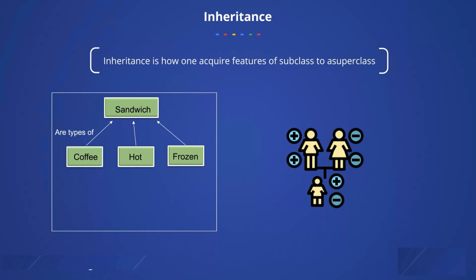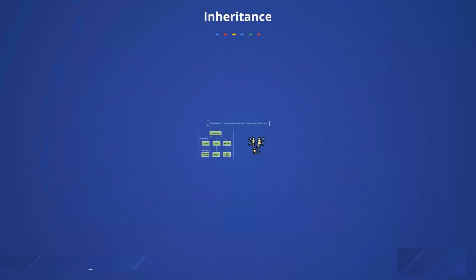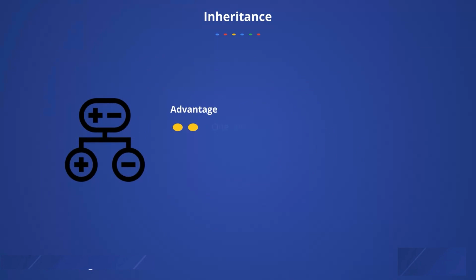So here, it is the sandwich inheriting some of the features. Similarly, ice cream inherits from a frozen base class. Something like that. And the main advantage of inheritance is reusability. That means if you write the code one time, you can use it multiple times.